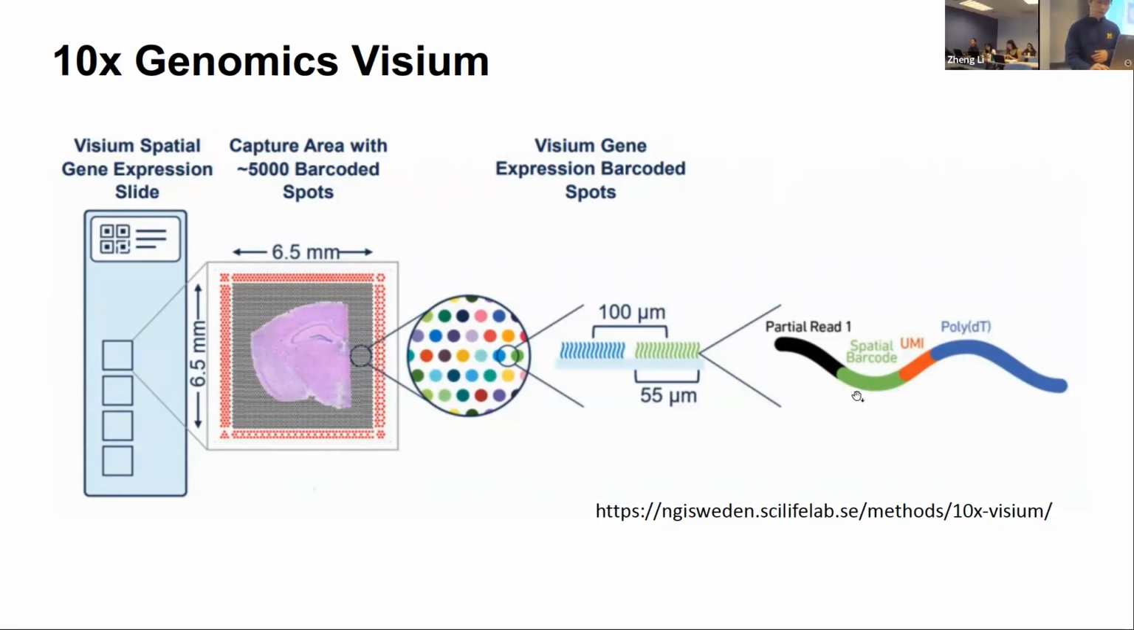And another important component is the spatial barcode. After sequencing these primers, you can essentially know where each primer comes from on this capturing area. So this allows us to measure the spatial location information in this data set.